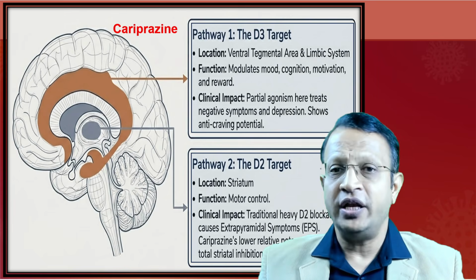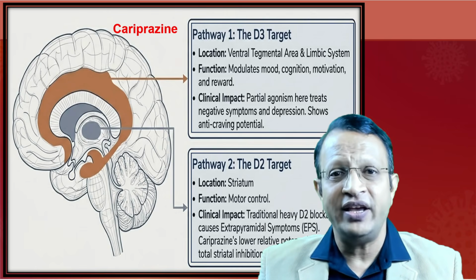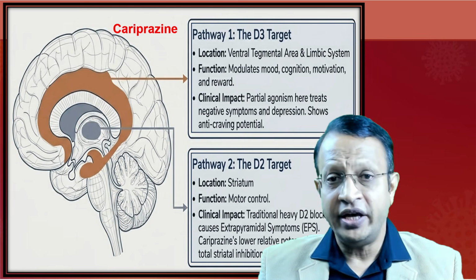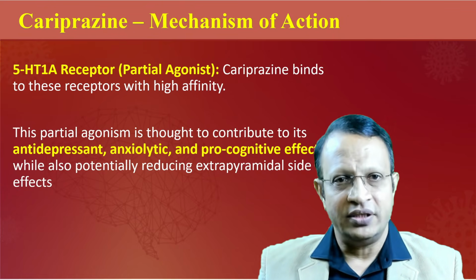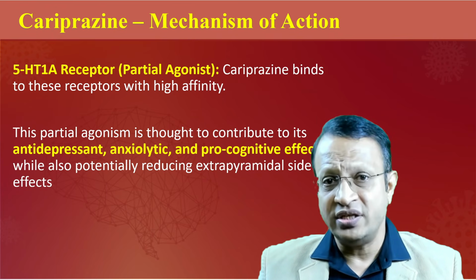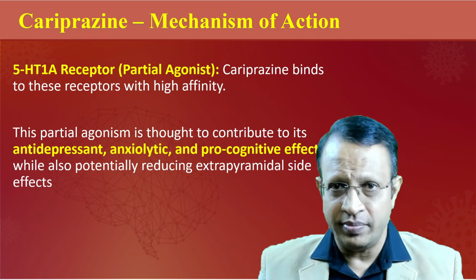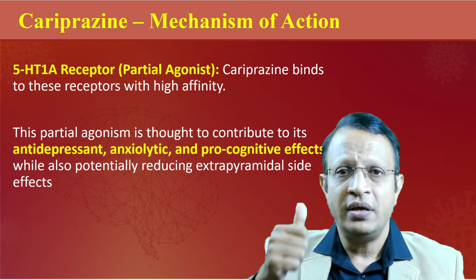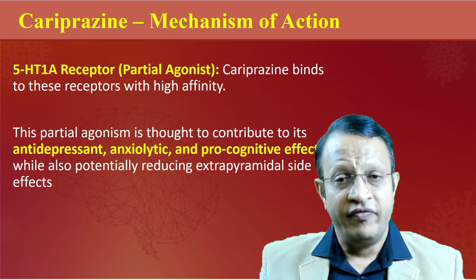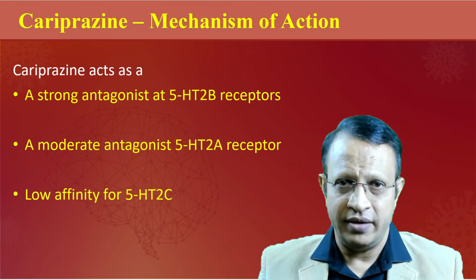Hence, there is not only improvement in positive symptoms, negative symptoms, cognitive symptoms, and depressive symptoms, but also an anti-craving effect, my dear friends. So cariprazine becomes a trans-diagnostic medication, that means broad spectrum. Further, it is also a 5-HT1A receptor partial agonist. That means cariprazine binds to these receptors with high affinity. The partial agonism at the 5-HT1A receptor contributes to antidepressant, anxiolytic, and pro-cognitive effects. That means it improves cognition. Further, it reduces extrapyramidal side effects by being a partial agonist at 5-HT1A.